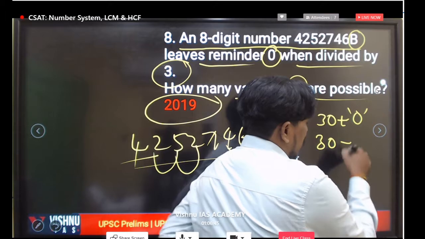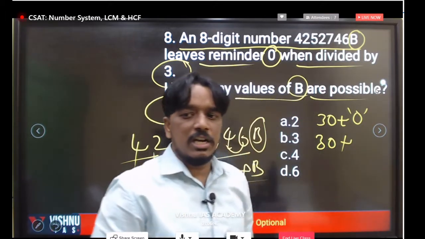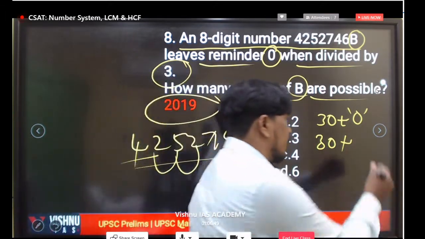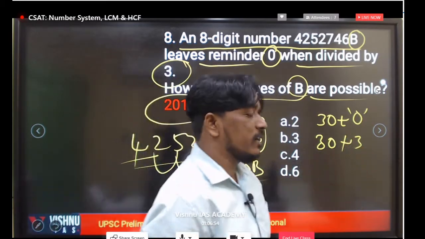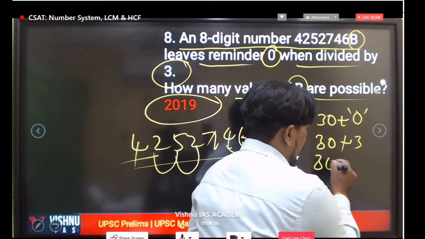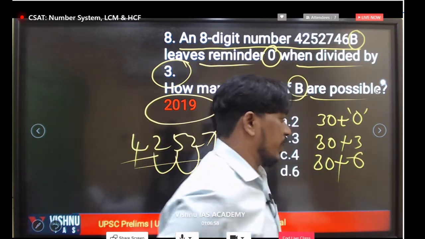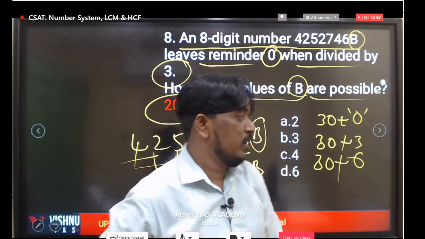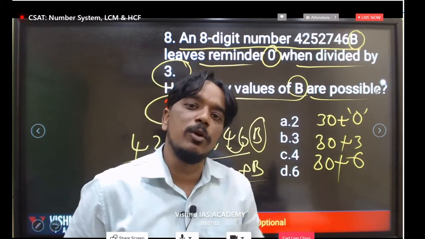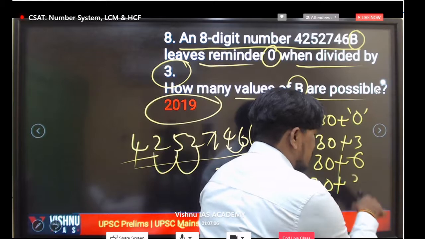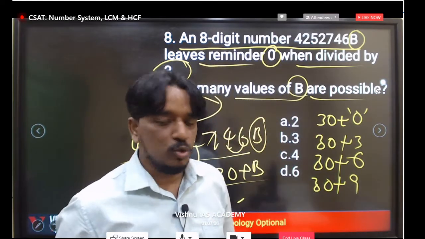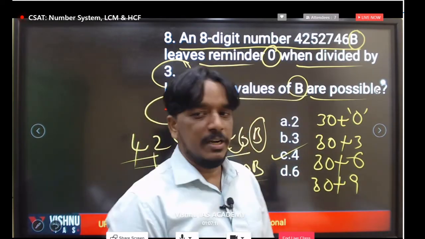30 plus 1, if you take, 31 is not divisible, 32 is not divisible, 33 if you take 3, definitely 33 is divisible. So you will get one more possibility. 30 plus 6 if you take, 4 and 5 obviously not possible. 36 is divisible by 3, this is also one more possibility. And 30 plus 9, 39. So total 4 different possibilities you can take.